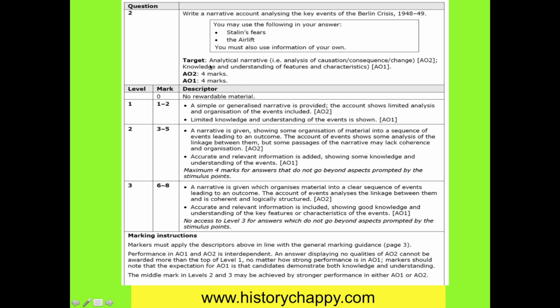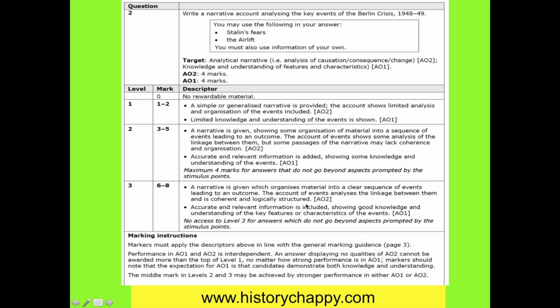What are we looking for? In terms of AO1, we're looking for knowledge and understanding of the features. In terms of AO2, the second order concepts, we're looking at causation, consequence, and change. So to get top marks here, we're going to have to give a narrative which organises material into a clear sequence of events, so chronology there, leading to an outcome. The account of events analyses the linkage between them and is coherent and logically structured. So if you're going to add a little bullet point of your own, you can't just talk about these 3 in silos. You must show how they're interconnected, the relationship between them, or how they link together. Therefore, you arrive at your analytical narrative.